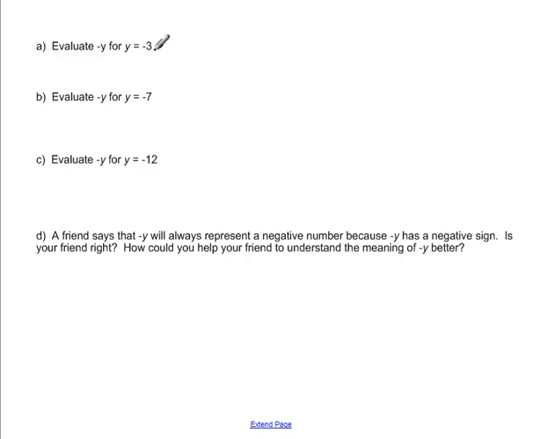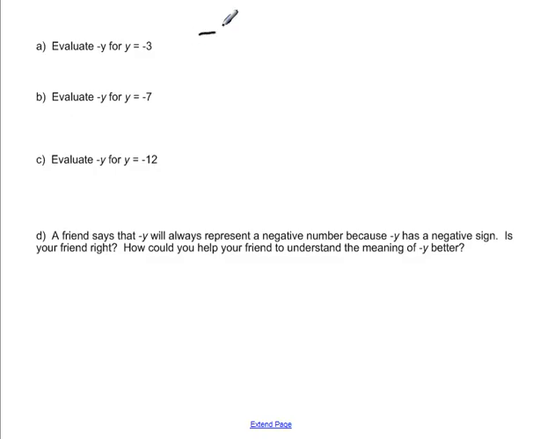In this problem, we're being asked to evaluate the opposite of y for 3 different values for y, and then we're going to think about what we find with that. So for this first problem, notice the negative sign there in front of the y. We're being asked to evaluate the opposite of y for y equals negative 3. So let's see what this looks like.